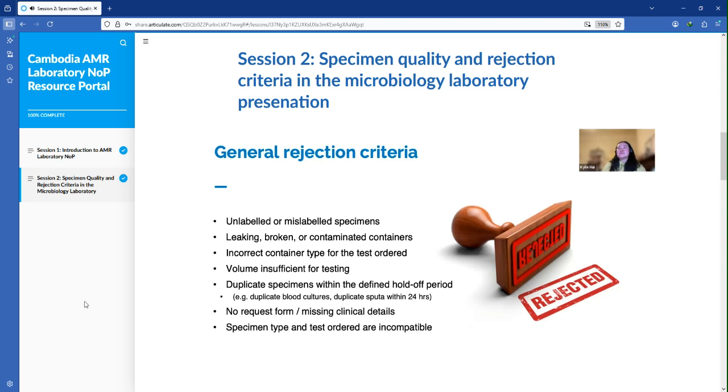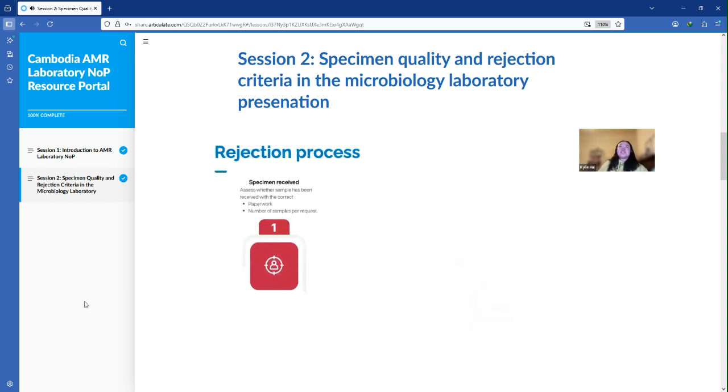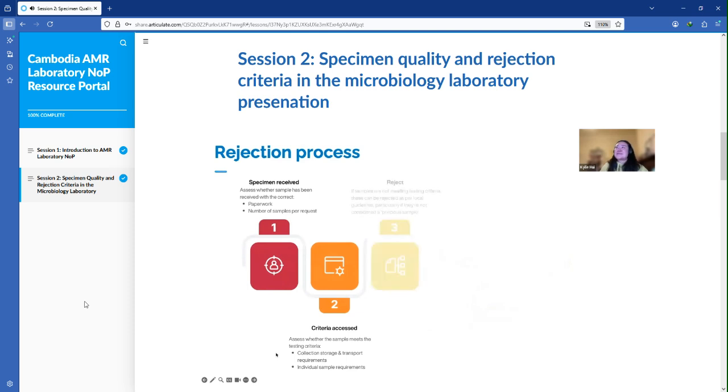So what is the rejection process? The first step is the specimen is received. We want to assess whether the sample has been received with the correct paperwork and the number of samples per request. We then want to assess the criteria: whether the collection is in the correct storage, whether it meets the correct transport requirements, or if individual sample requirements were met. You would want to reject it if it doesn't meet any of these criteria.